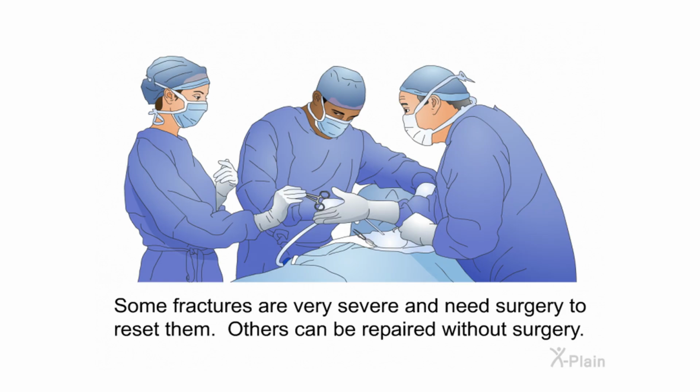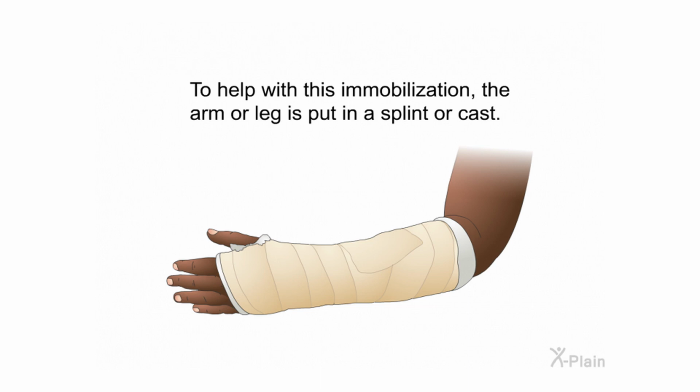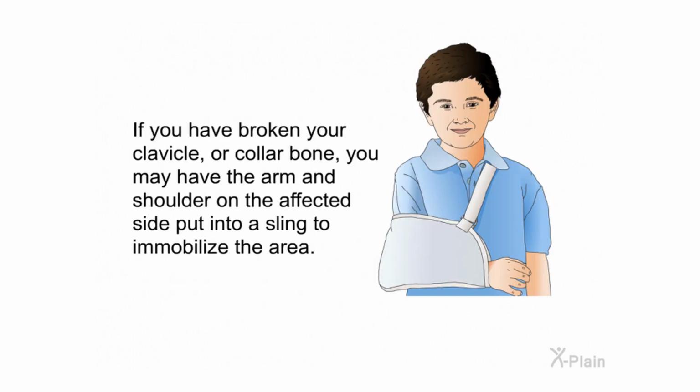Treatment. Some fractures are very severe and need surgery to reset them. Others can be repaired without surgery. If you break a bone in the arm or leg, you may need to keep it in one position and not allow it to move to promote healing. This is known as immobilization. To help with this immobilization, the arm or leg is put in a splint or cast. If you have broken your clavicle or collarbone, you may have the arm and shoulder on the affected side put into a sling to immobilize the area.